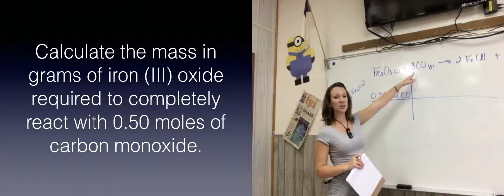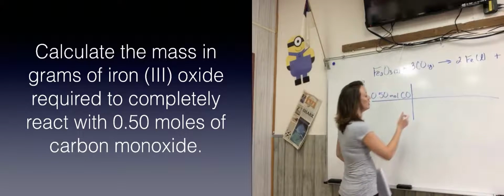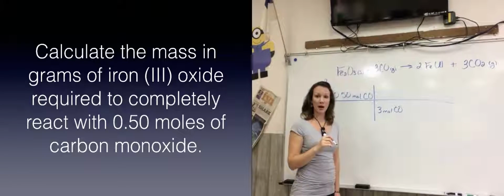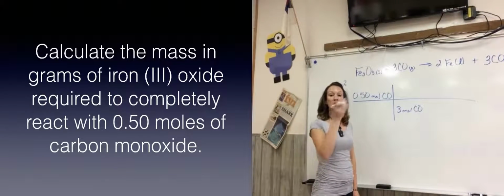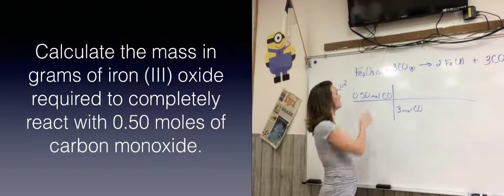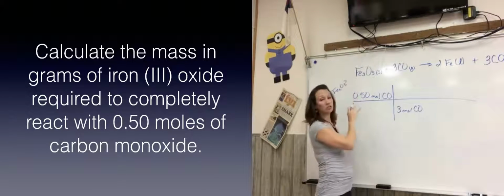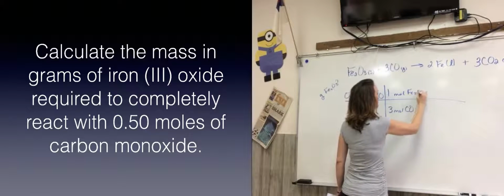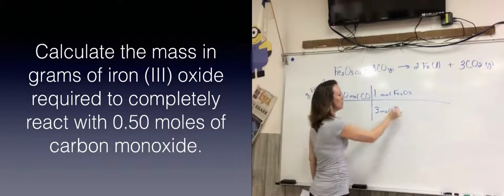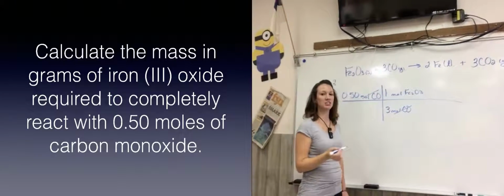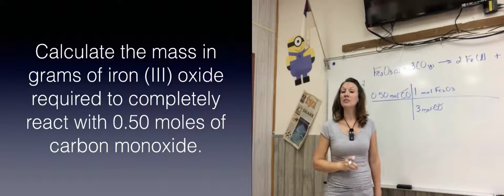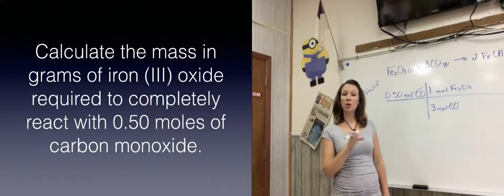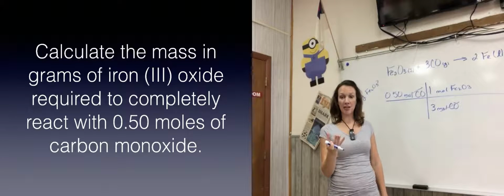So I'm going to come up here to my balanced equation. I see I have a 3 out in front, so I'm going to put 3 moles of carbon monoxide on bottom. Next, I need to put moles of iron 3 oxide up on top. So I'm going to come up to my balanced equation. I see I have an understood 1 out in front of it, so I'm going to put 1 mole of iron 3 oxide up on top. My moles of carbon monoxide are going to cancel each other out. Guess what? We just converted from one compound to another compound. Now we are allowed to convert from moles of iron 3 oxide to grams of iron 3 oxide.